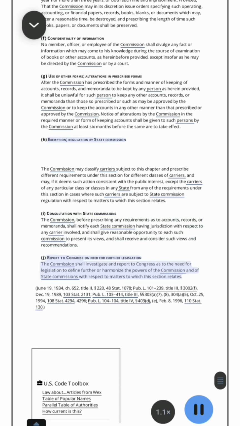J. Report to Congress on need for further legislation. The Commission shall investigate and report to Congress as to the need for legislation to define further or harmonize the powers of the Commission and of State Commissions with respect to matters to which this section relates.